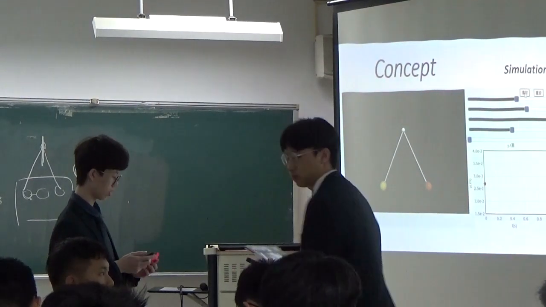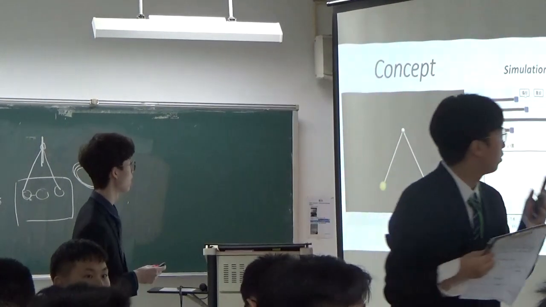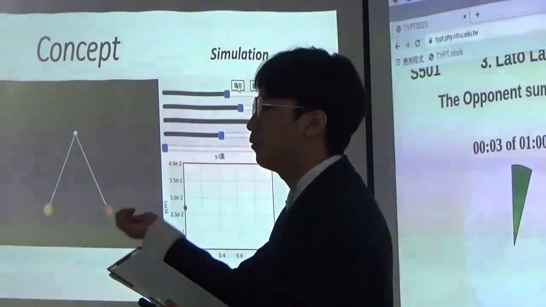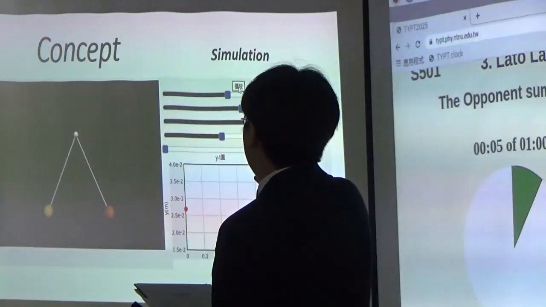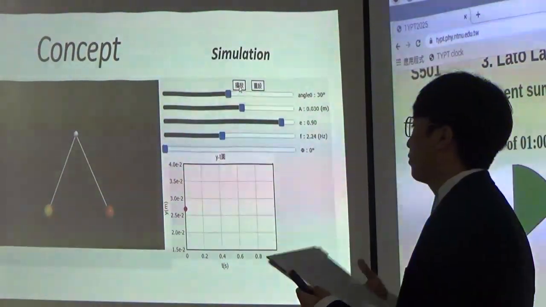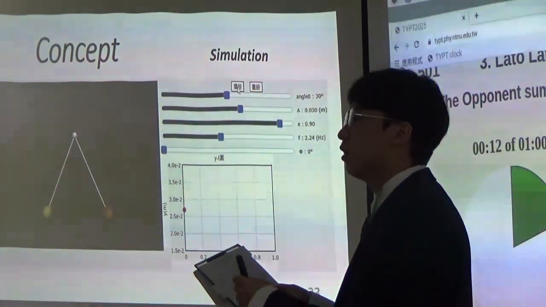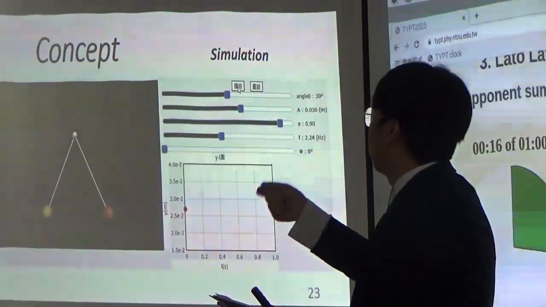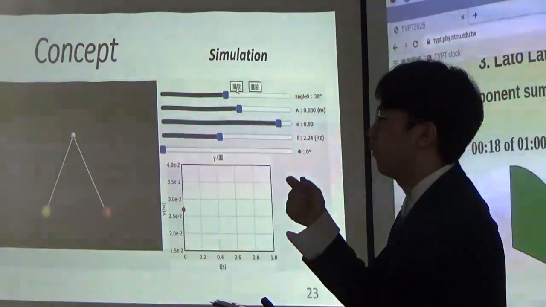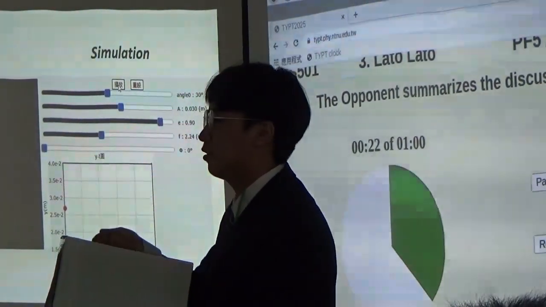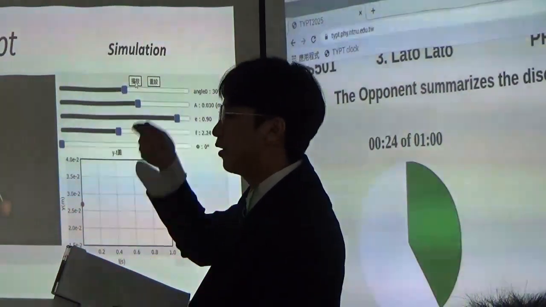Okay, time is up. So time to summarize. After having a discussion with the opponent, I asked about how the simulation works and some definitions of the simulation parameters. The most important one is the frequency of the pivot point. The reporter said that the pivot point frequency can be transformed by a single pendulum motion.